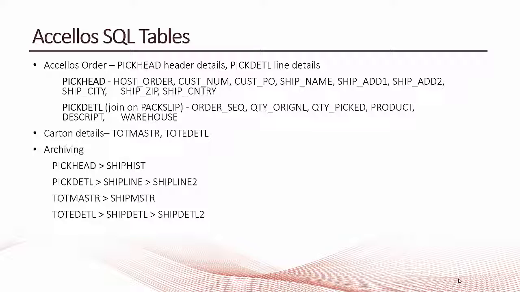And then there are the archive tables. When the order is shipped from Accellos, all the data from the pick head, pick detail, pick log, Tote Master or Tote Detail will move into the shipper history tables. All the data from the pick head will move after the order is shipped into ship hist. All the details from pick detail will move into ship line, or ship line 2 if it's after 24 hours. Tote Master will move into the ship history, and Tote Detail will move into ship detail, or if the order has been shipped over 24 hours, into ship detail 2.